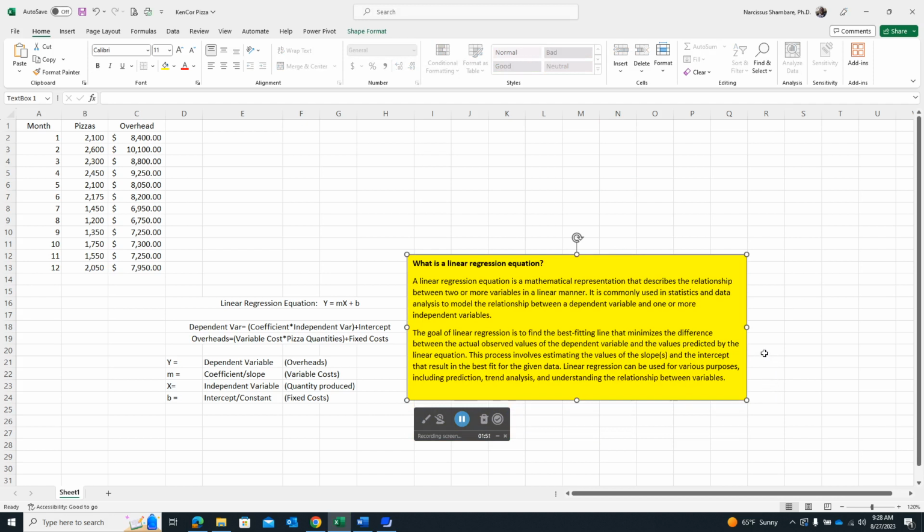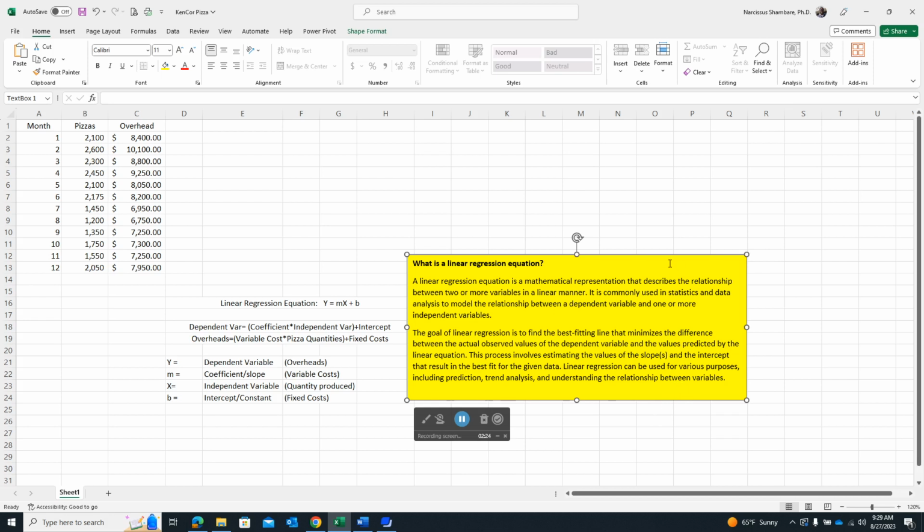So again, this process will involve the estimation of the values of the slope, which at times we also refer to as a coefficient, and the intercept, which we also at times refer to as a constant, that results from the best fit of that given data. So linear regression in practice is generally used for a variety of purposes. That includes prediction. In this particular case, that's what we want to do, but you can also use it for trend analysis, and you can also use it just for the purpose of understanding the relationship between variables, right?